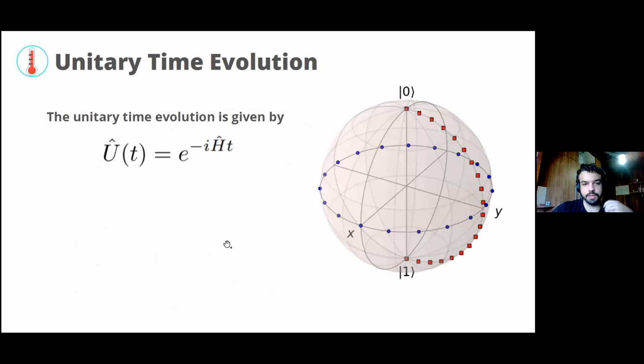I am assuming that we have a Hamiltonian which is time independent. Then the unitary time evolution operator will be given by e to the minus iHt.